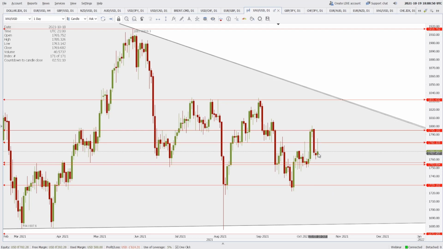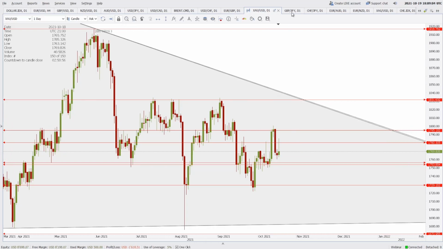So the sellers, if they become aggressive, may push the price below 1753 if they don't find many buyers there. So right now the support is at 1756 to 1753, and the resistance is sitting at 1780, or you can say supply is at 1780 levels.